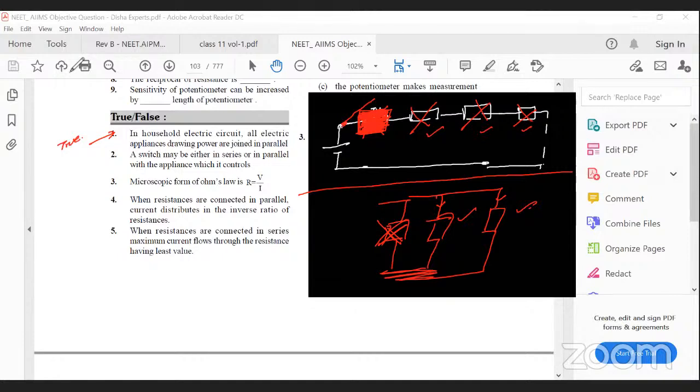No sir. So next one, second, third, fourth, tell me please. Third one is false. Yes, J is equal to sigma into E, microscopic form. Okay. Second one false, huh? A switch may be either in series or in parallel with the appliance which it controls. False.